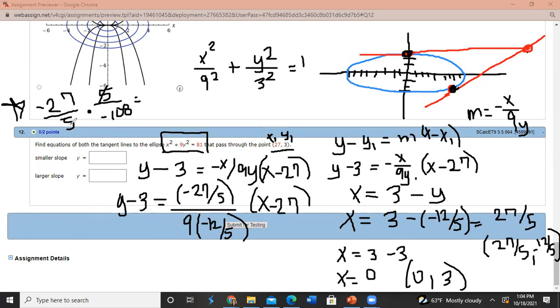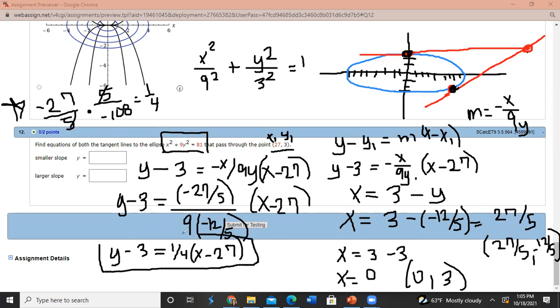Okay, so the 5s cancel out, and we're essentially left with 27 divided by 108, and it's going to be positive, right? Because of the two negatives, and that's just a 1/4. So all of that comes down to y minus 3 equals 1/4 times x minus 27. You wouldn't think we had to do that much to get to that. That's my one equation. So the one slope is 1/4.